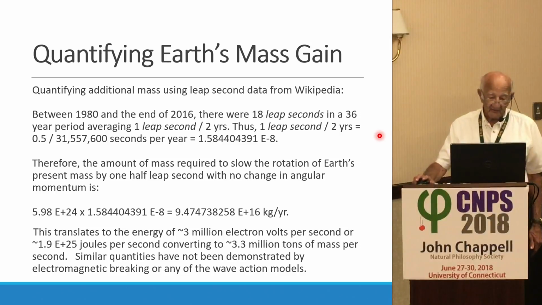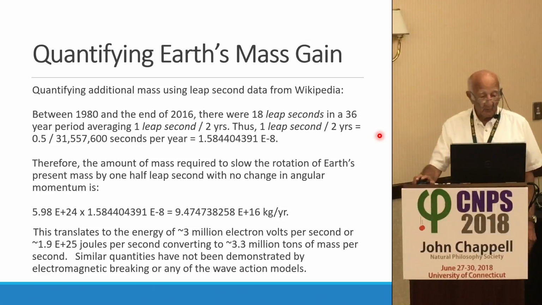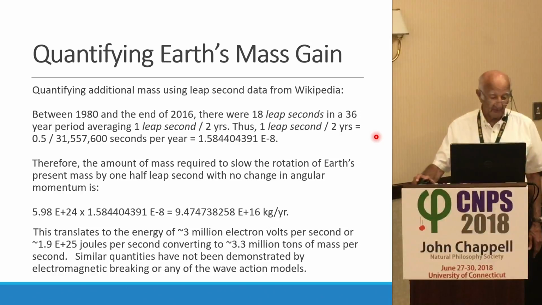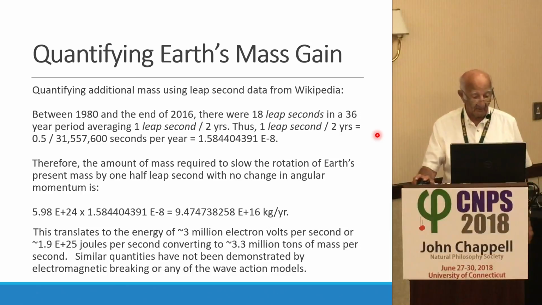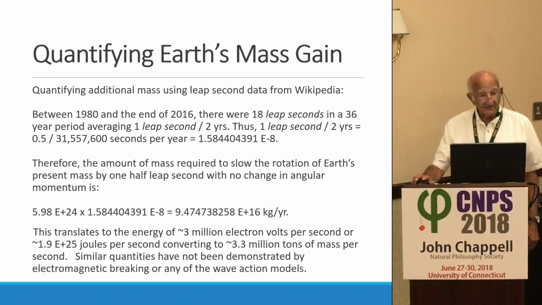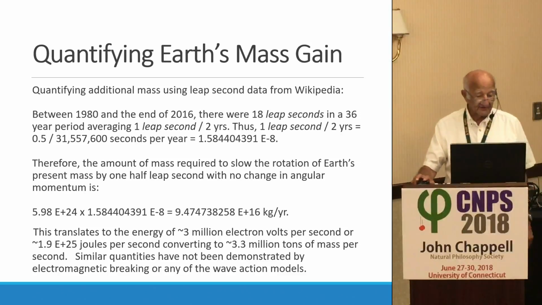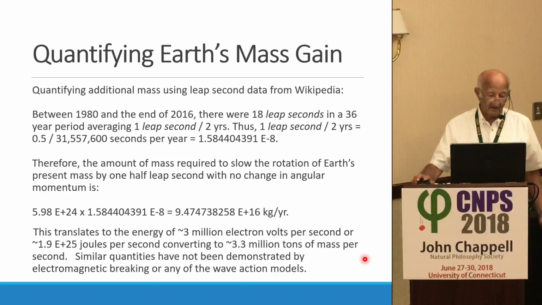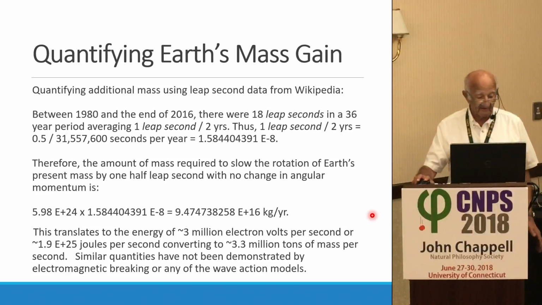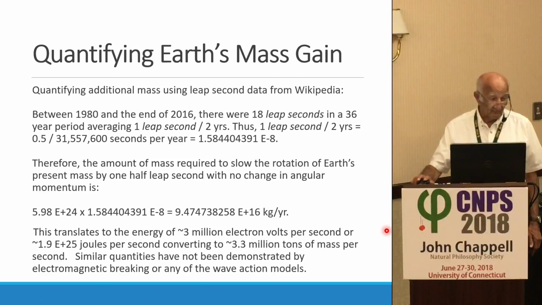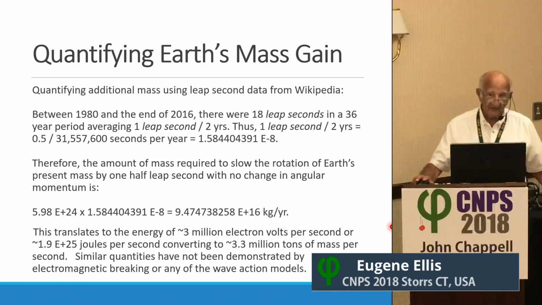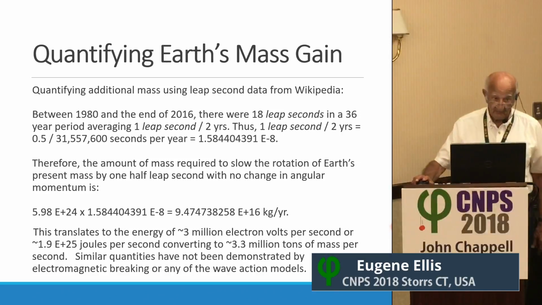Therefore, the amount of mass required to slow the rotation of Earth's present matter by 1/2 leap second with no change in the angular momentum is the present Earth's mass, 5.98 exponent 24, times the above number, and you find 9.47 exponent 16 kilograms per year. This amount translates to the energy of around 3 million electron volts per second, converting to around 3.3 million tons of mass per second. Every second that goes by, 3.3 million tons of additional matter is added.